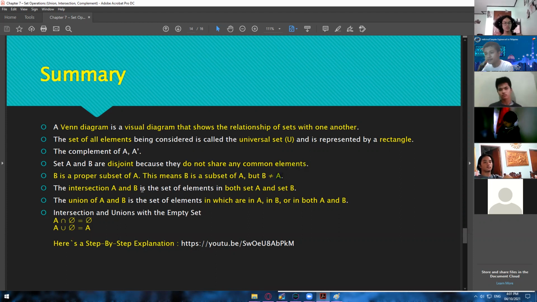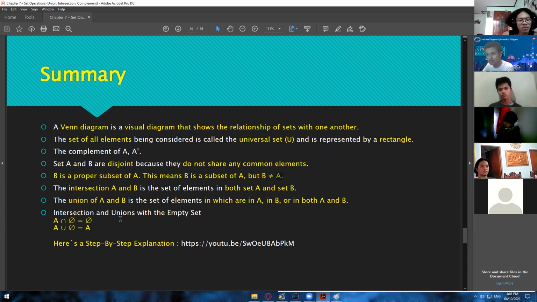Okay, and the intersection of A and B is the set of elements in both set A and set B. And then the union of A and B is the set of elements which are in A, in B, or in both A and B.